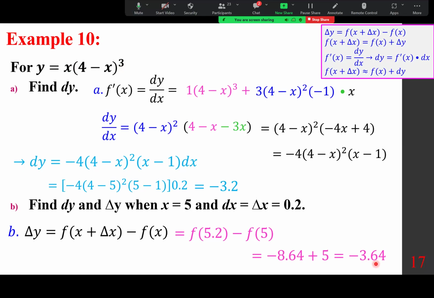What I want to make a point of is the following. If you look at this number and this number, they are fairly close. They may not be as close as you wanted them to be, but they're fairly close. And they become even closer if delta x becomes smaller and smaller. The smaller the delta x or dx, the closer these two values.